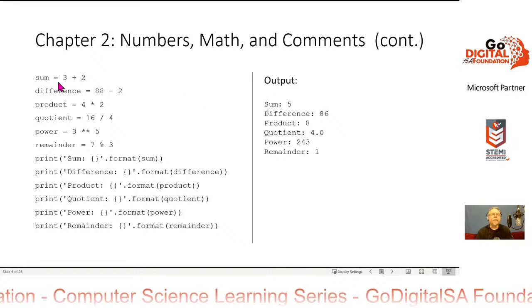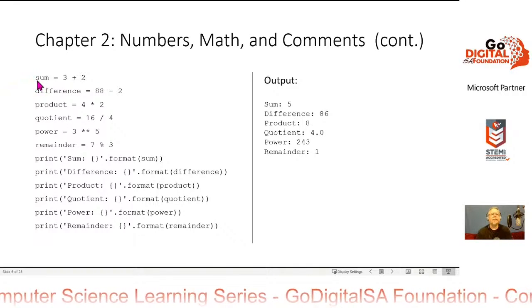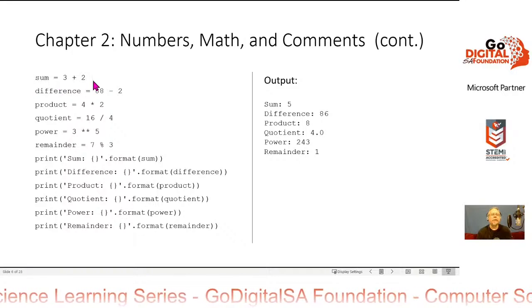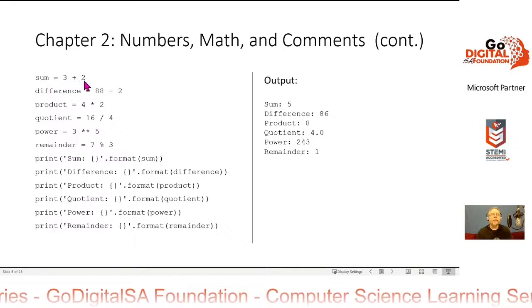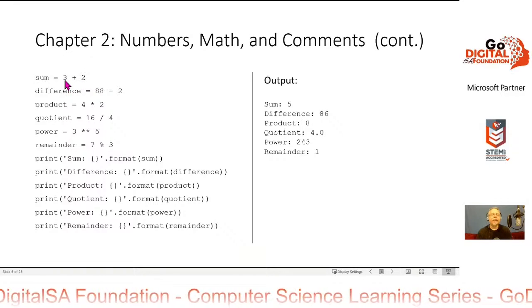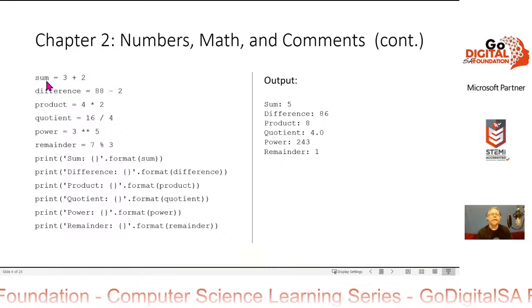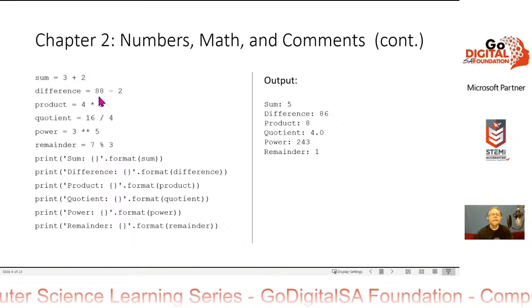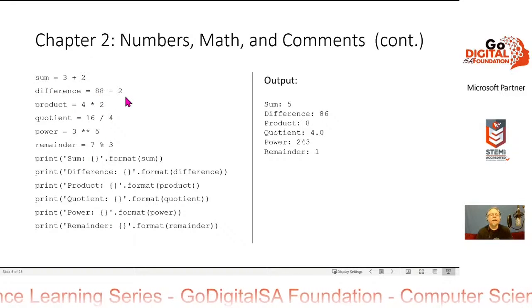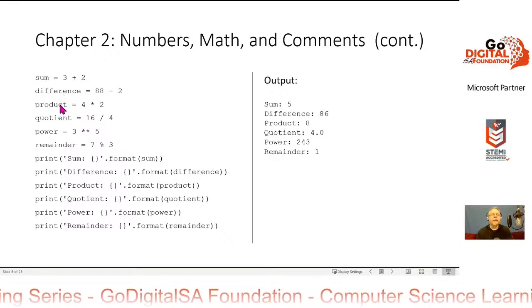Okay, so here we've got a Python program. We set the variable sum equal to 3 plus 2. And that will give you an integer because these are both integers. And when you add one integer to another integer, you get an integer result. Difference equals 88 minus 2. And that again will give you an integer.